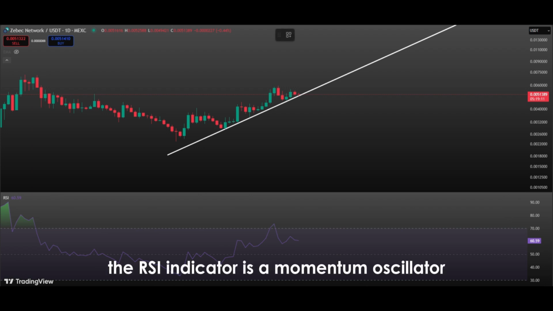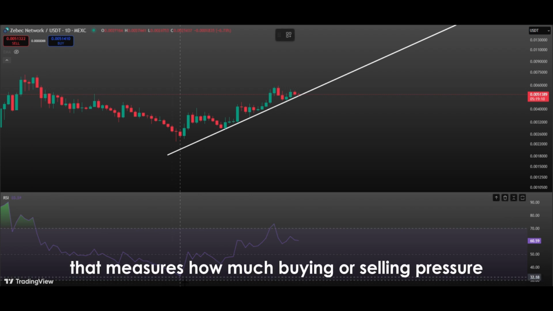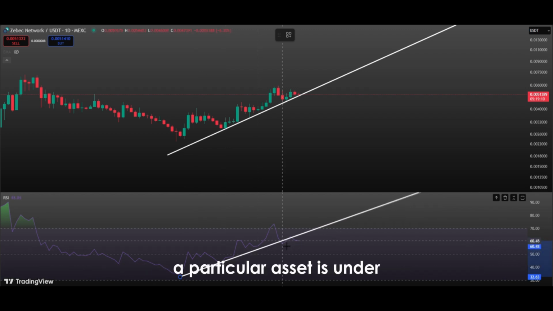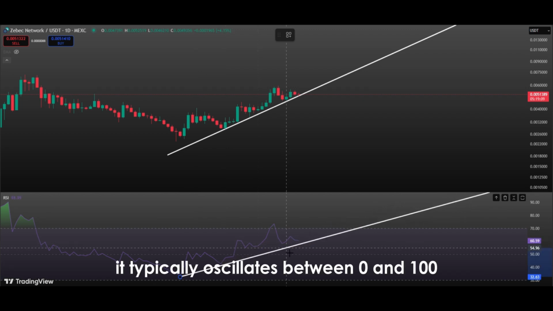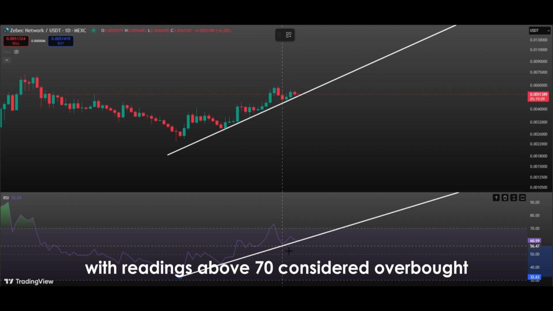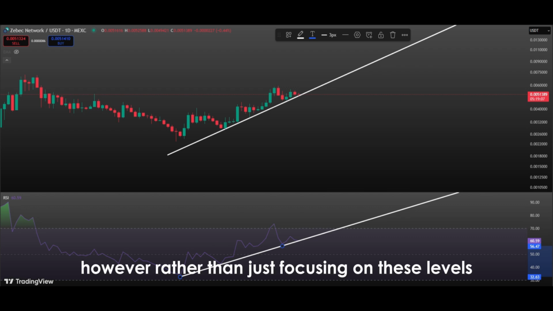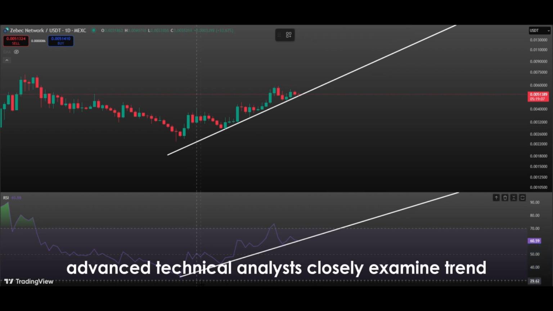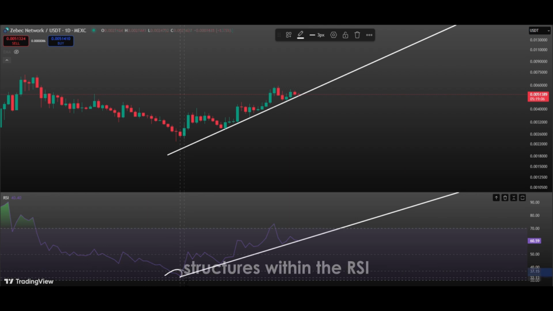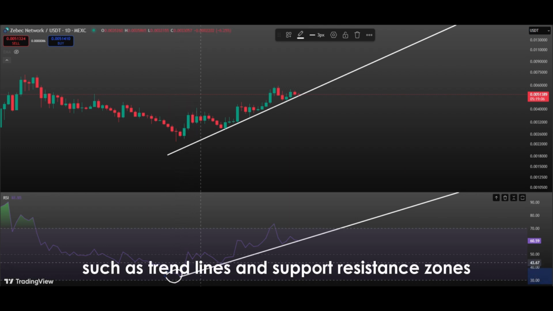The RSI indicator is a momentum oscillator that measures how much buying or selling pressure a particular asset is under. It typically oscillates between 0 and 100, with readings above 70 considered overbought and below 30 considered oversold. However, rather than just focusing on these levels, advanced technical analysts closely examine trend structures within the RSI, such as trend lines and support resistance zones.